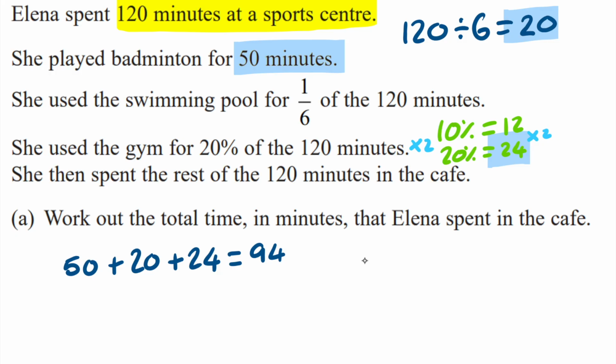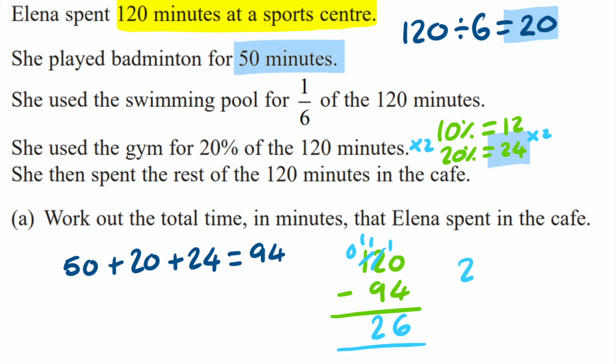In order to find out how long she spends in the cafe, we then do 120 minus 94. So 0 minus 4, we need to borrow, so that becomes 10. 10 minus 4 then becomes 6. Again, we need to borrow for this, so 11 minus 9 then gives us 2, so 26. So she then spends 26 minutes in the cafe.